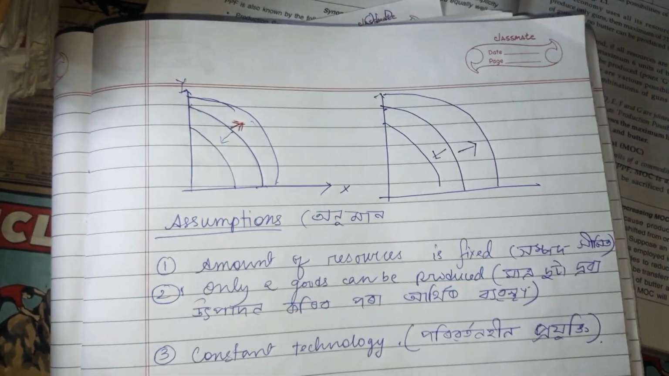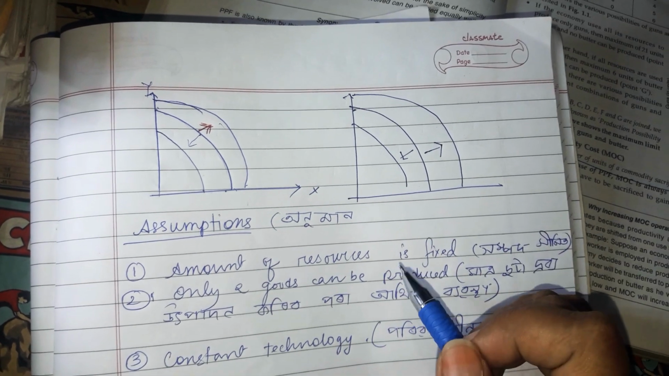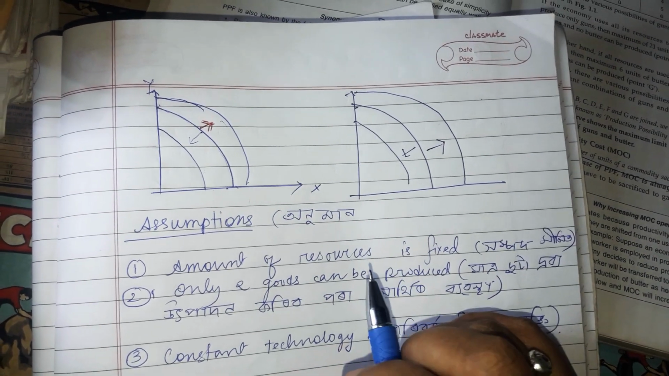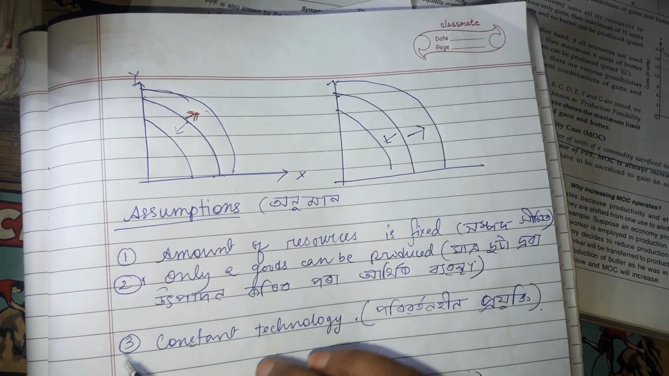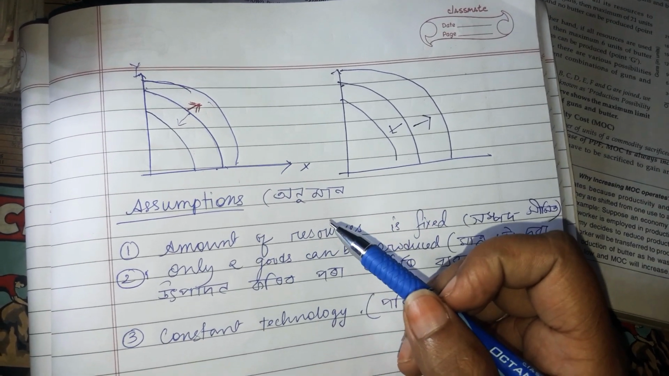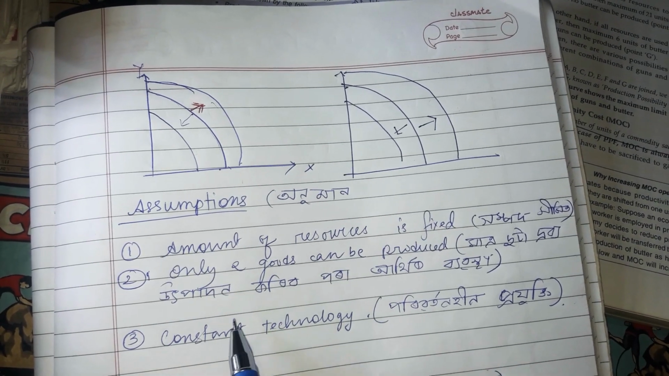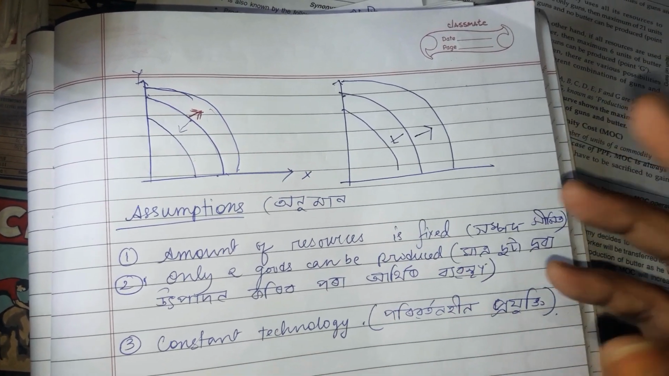If it comes in the exam, you have to first of all give the definition, then give the table, and then draw the diagram, and before drawing the graph, you have to give these assumptions. That's how you'll get the whole marks.